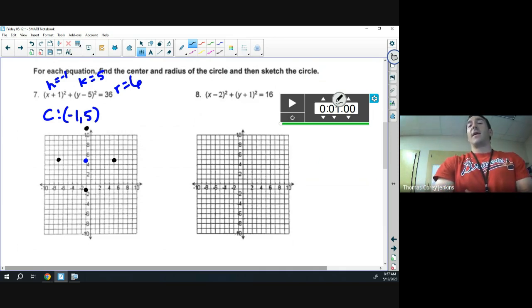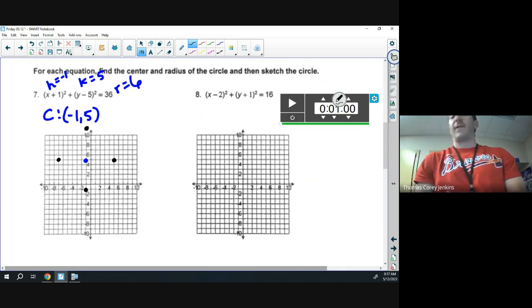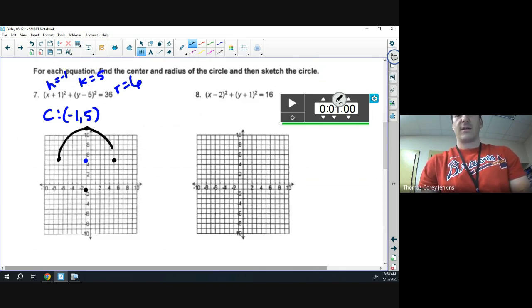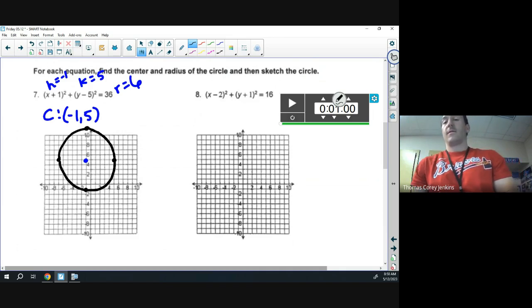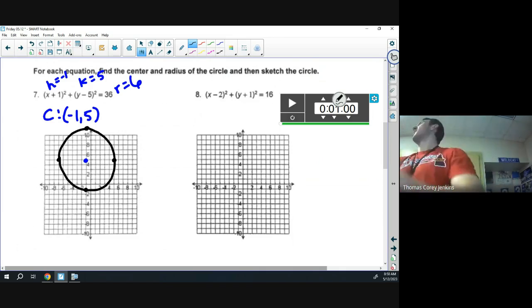Okay, so now we have our equidistant points. We just try to fill in the rest as best we can. So do those 4 points and then just kind of sketch the rest. I like to go kind of section by section. So there you go. It's not going to be perfect, but it'll at least go through those 4 points.